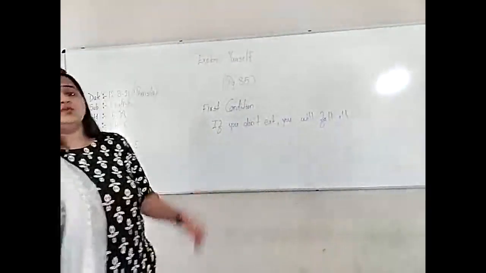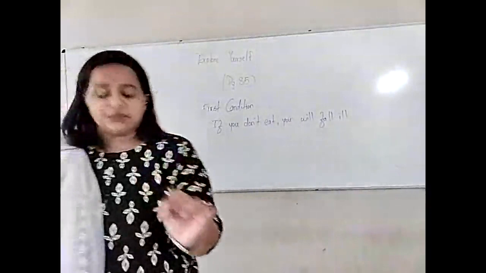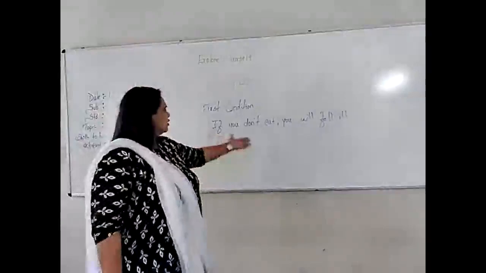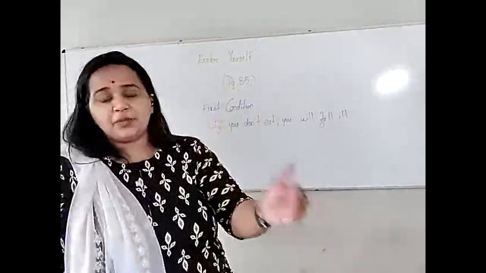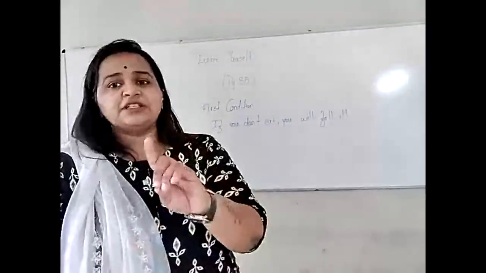If you don't eat, you will fall ill. First condition. How will we know the first condition? That it is likely to happen. Mostly, if you don't eat food, you will fall ill. That is likely to happen. Most possibility of happening that way. That is the first condition.